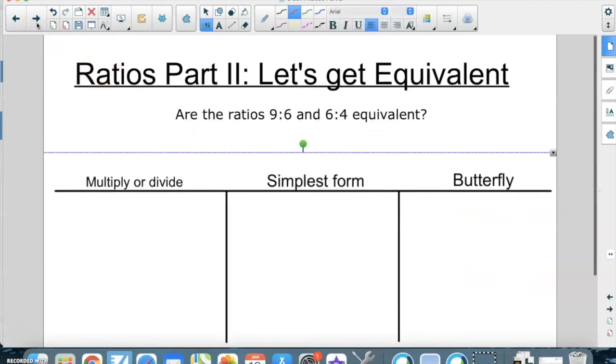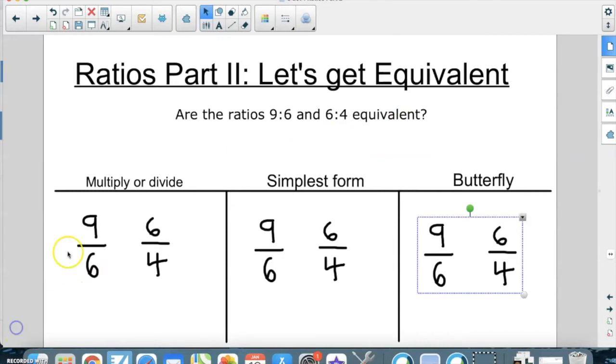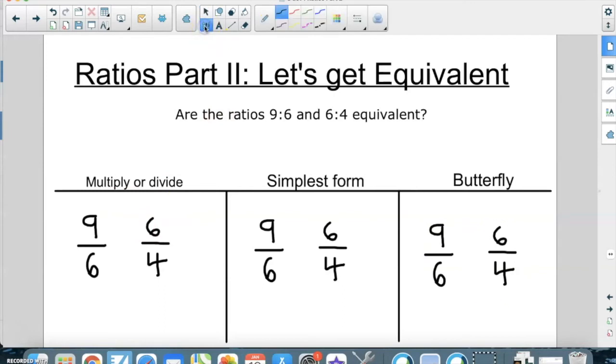All right. Let's look at this one. Are the ratios 9/6 and 6/4 equal? First looking at this, you might think, no. But is that true? Well, first let's write them as fractions. Please do these problems with me. So the first method is multiply or divide. And as you're going to see here, this is probably the least effective, or one of the longer methods for these set of numbers here.